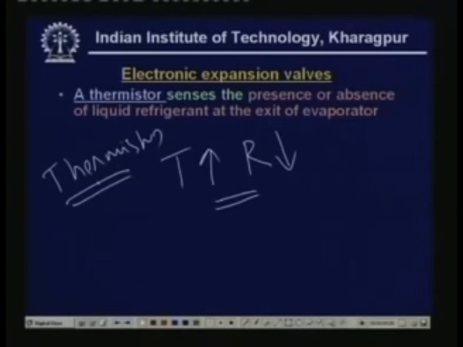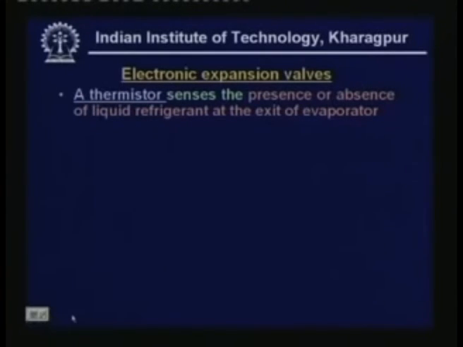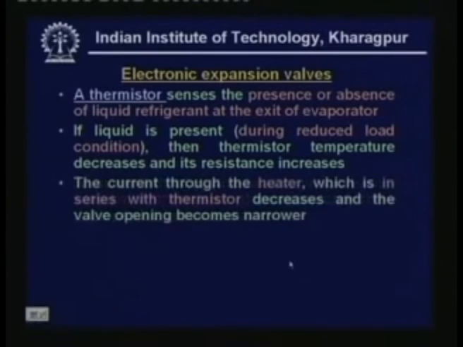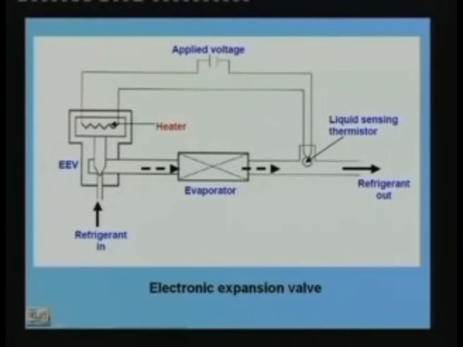So this electronic expansion valve uses a thermistor, and this thermistor senses the presence or absence of liquid refrigerant at the exit of evaporator. When liquid is present during reduced load condition, all the refrigerant may not evaporate, so there could be some liquid at the exit of the evaporator. When liquid is present, then thermistor temperature decreases and its resistance increases. Okay, so let me show the picture now, it will be clear.